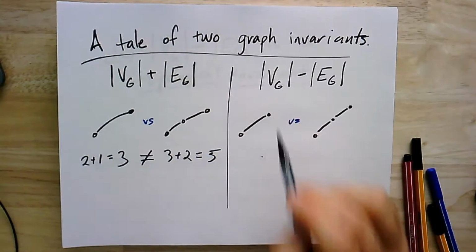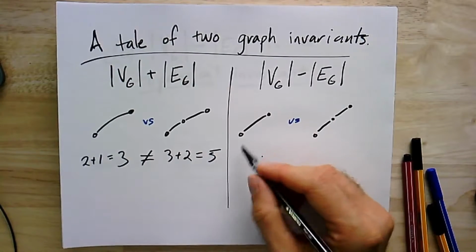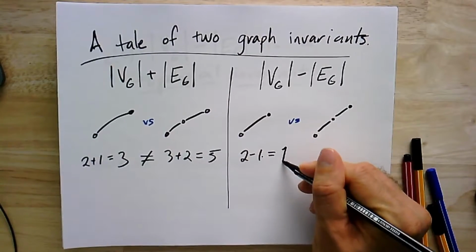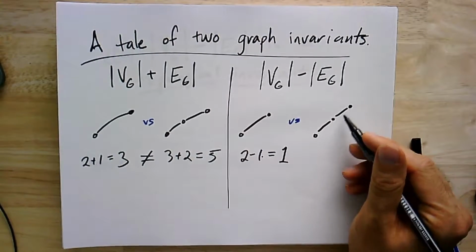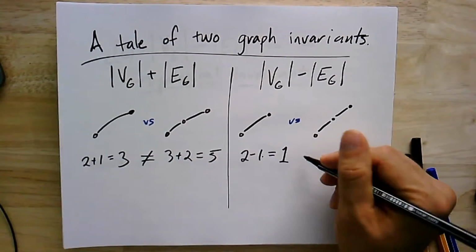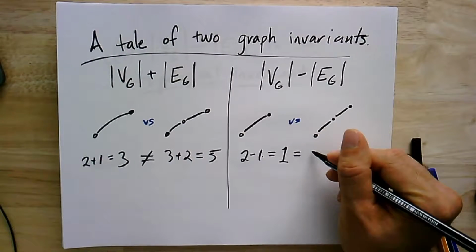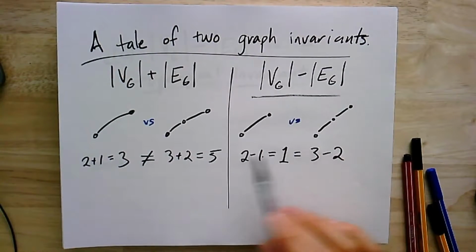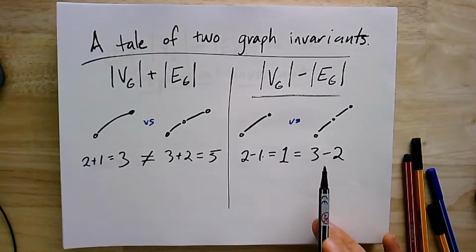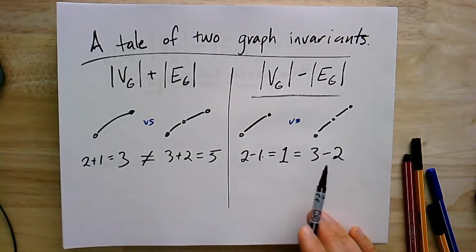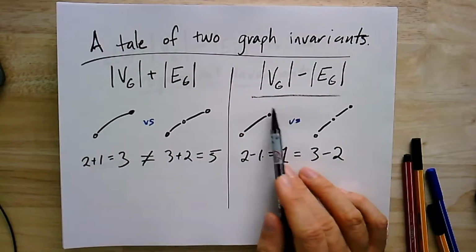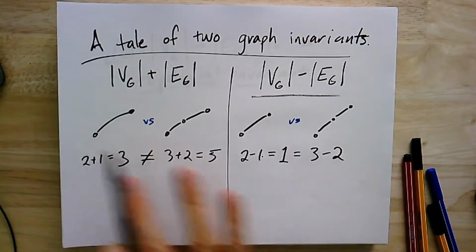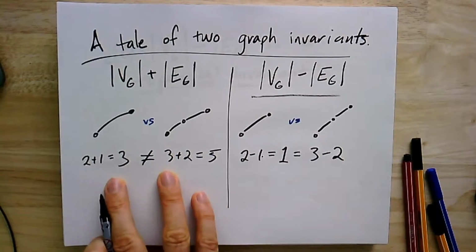On the other hand, over here, this graph has 2 vertices and 1 edge again, so 2 minus 1 is equal to 1. And here I have 3 vertices and 2 edges, so it's actually equal to 3 minus 2. So this invariant doesn't distinguish between these two cases. Now, generally, that would be kind of a bad thing because it says somehow this invariant doesn't give us as much information. In this particular case, for these two graphs, this invariant distinguishes them and this one doesn't.